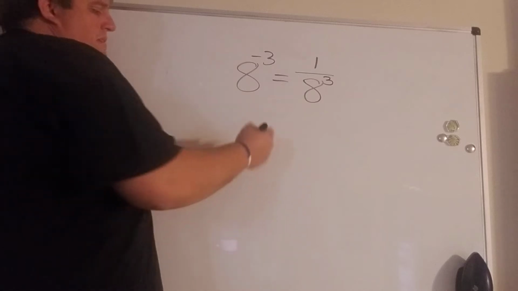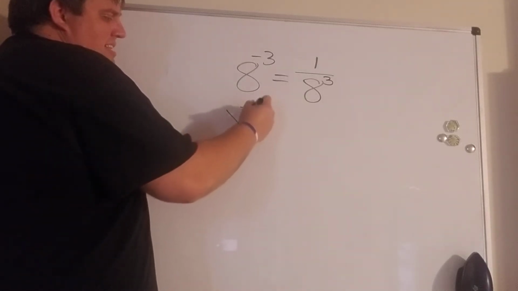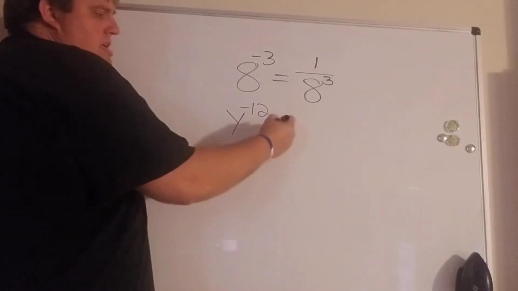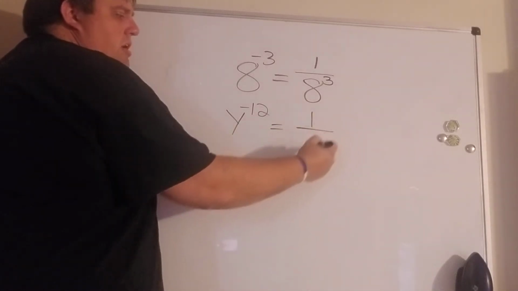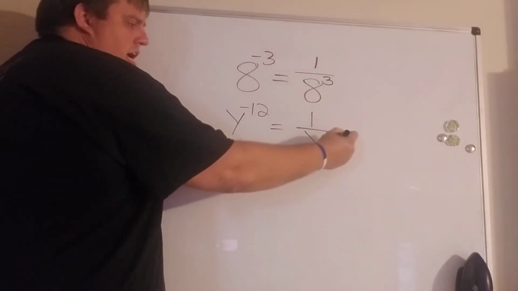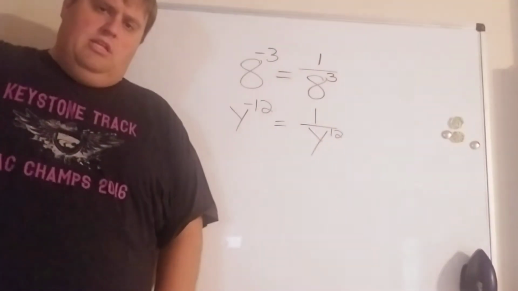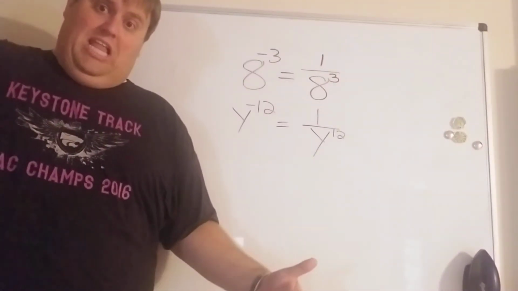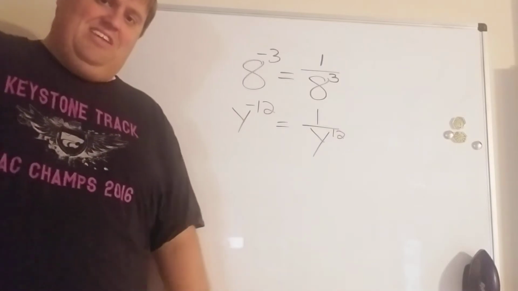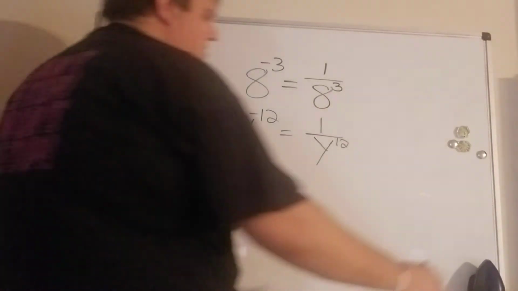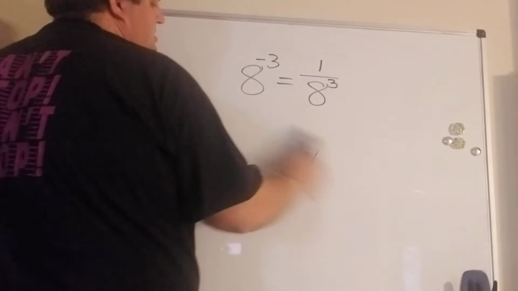Same thing with a variable. If I had y to the negative 12th, I'm going to make it a fraction, put 1 over y, and it would turn into a positive 12th power when I make it a fraction. So there's a lot of things that we need to do then. Because of negative exponents, let's talk about some things that we could see.